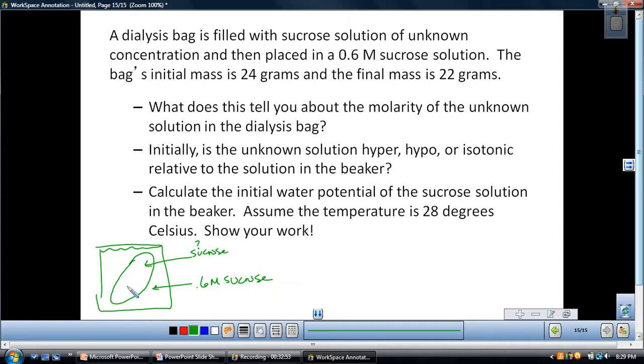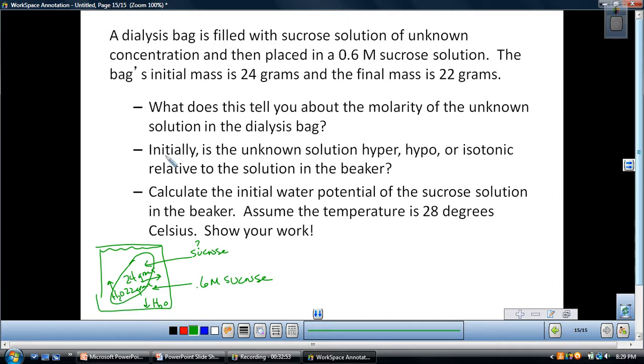And it says the initial mass of the bag is it weighs 24 grams. And then after this experiment, it's going to weigh 22 grams. So if my mass decreased, what happened? Okay, hopefully you can say we lost water. If the mass went from 24 to 22, that meant water left the cell. Well, if water's leaving, that gives us a little bit of idea about what's going on because water goes from a high water concentration to a low water concentration or water potential.